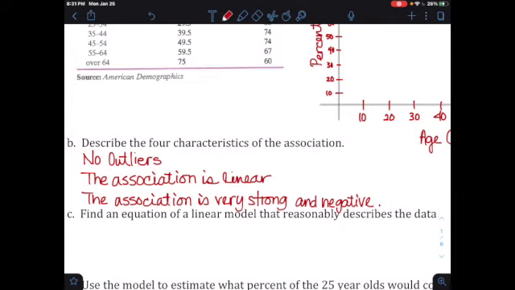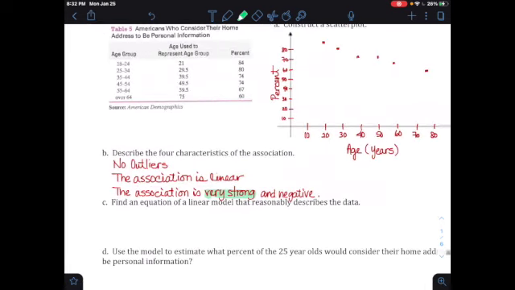Why is this association very strong? I've been telling you all along, but we will talk about why the association is strong also. Now, another thing I'm going to show you. What they are saying here is, find an equation for a linear model that reasonably describes the data. We just entered the data, and because we just entered the data, the calculator can actually help you create the information for writing an equation.